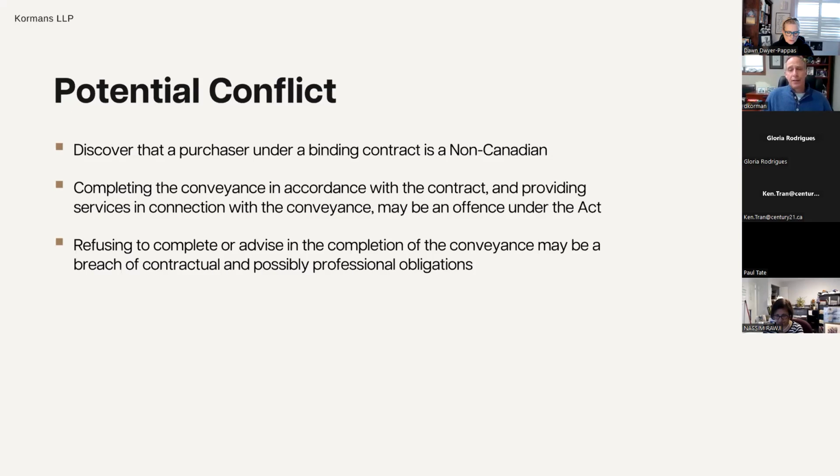Okay. What if you discover that the buyer under a binding contract is a non-Canadian? Okay, so that transaction is not going to go ahead. It's not going to be completed. That contract is going to be terminated, and even after the fact, it can be terminated because a non-Canadian cannot complete a transaction. If someone is deemed to be non-Canadian, it puts us in a conflicting position.